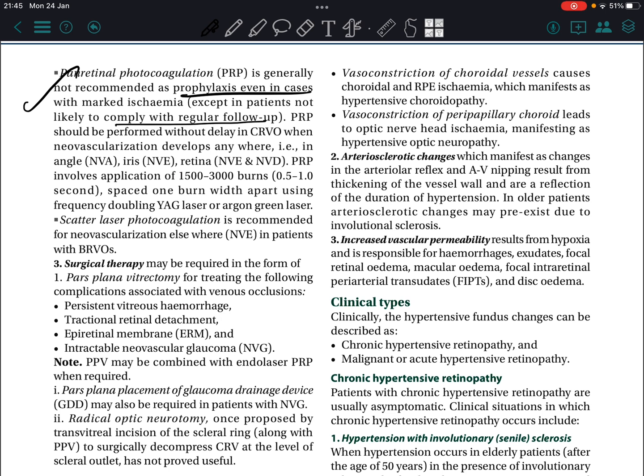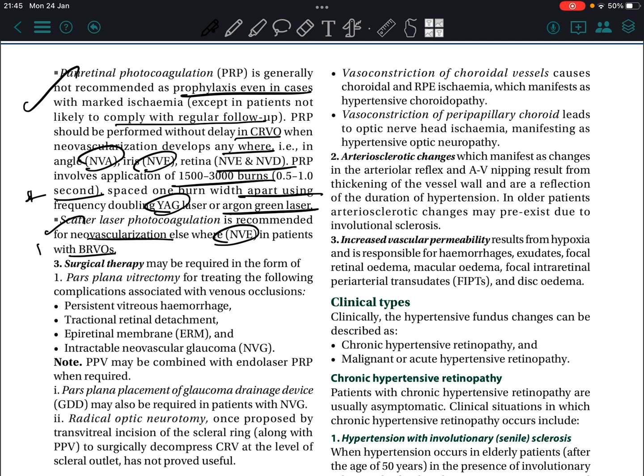PRP should be performed without delay in CRVO when neovascularization develops anywhere, that is in the angle, iris, or retina. PRP involves application of 1500 to 3000 burns spaced one burn width apart using a frequency-doubled YAG laser or argon green laser. Scatter laser photocoagulation is recommended for neovascularization elsewhere in patients with BRVO.